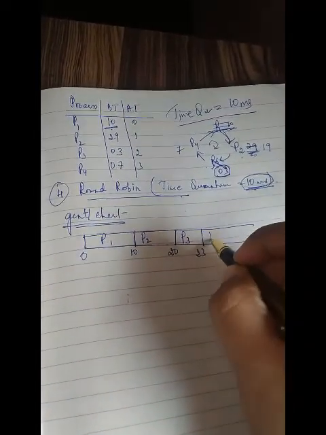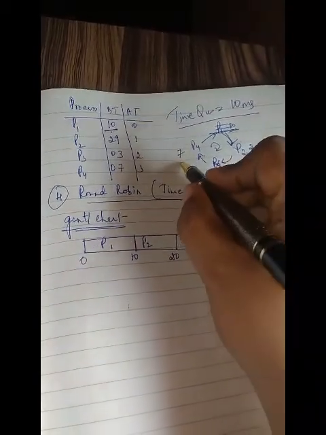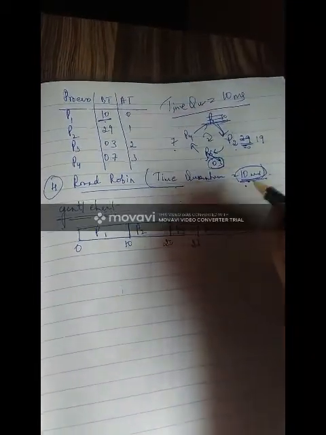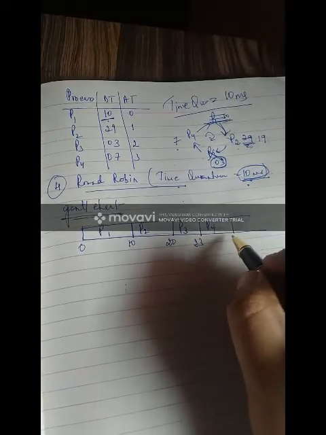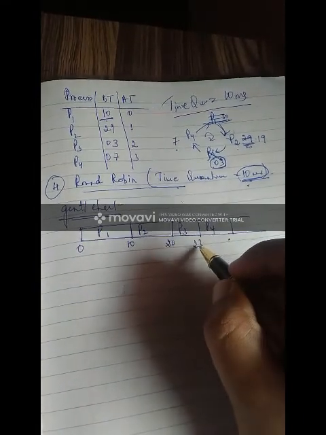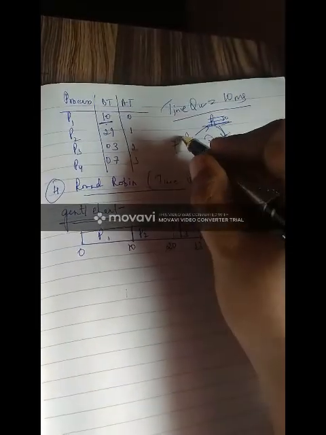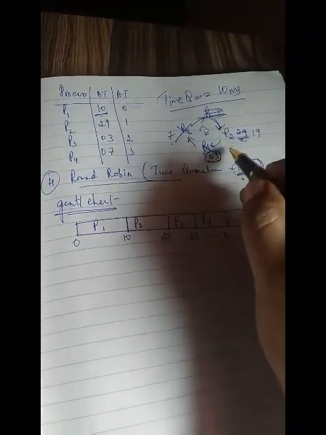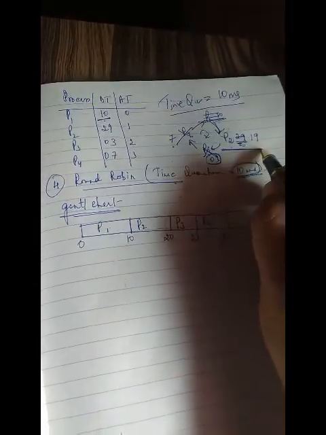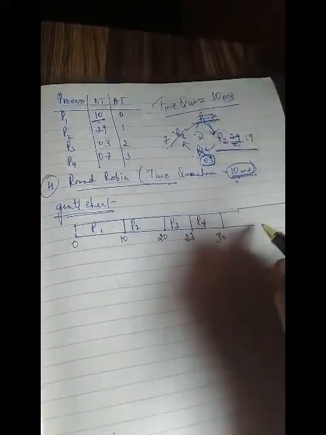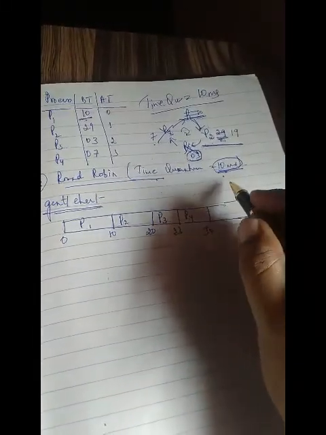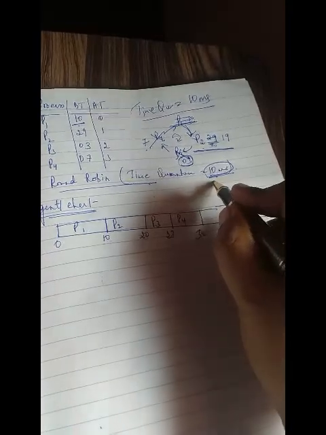Next you have P4. It requires 7 milliseconds. The time quantum is 10, so it can finish within the given time quantum, and it will go up to 30. 23 plus 7, it goes up to 30. So P4 also completed. Now you have only P2 pending. P2 requires 19 milliseconds to complete, and at a time only 10 milliseconds can be executed.